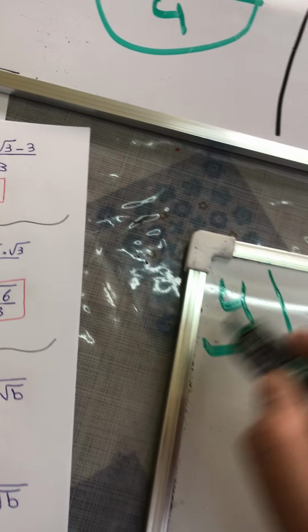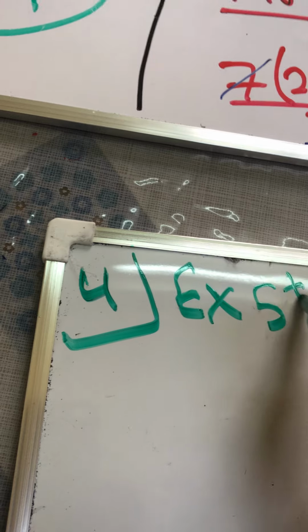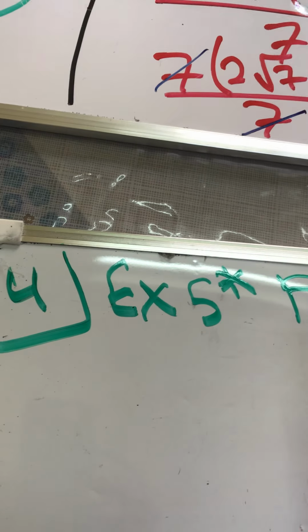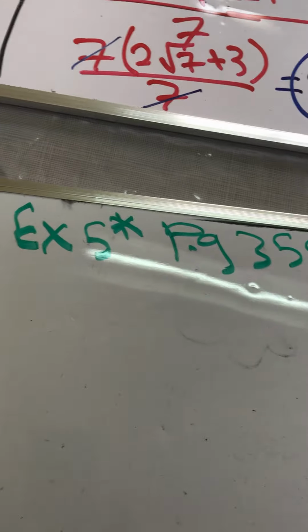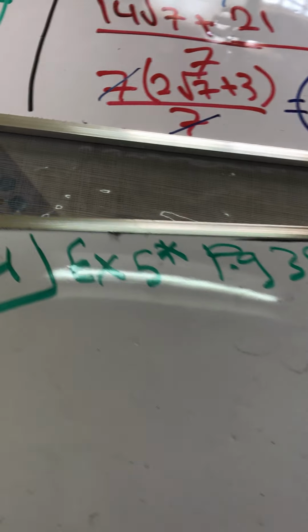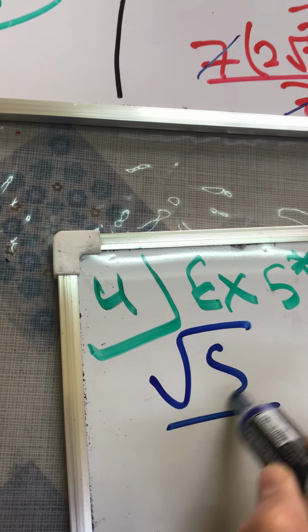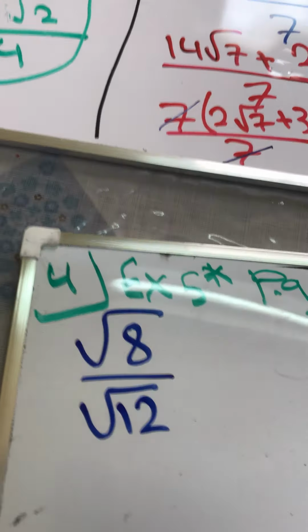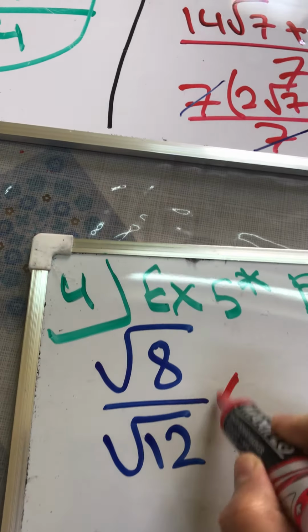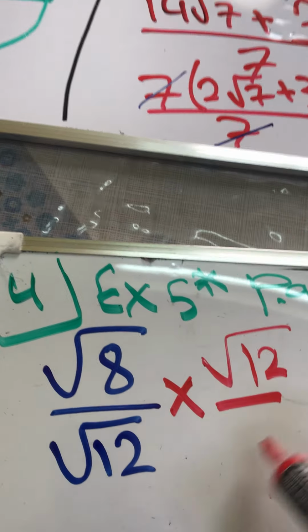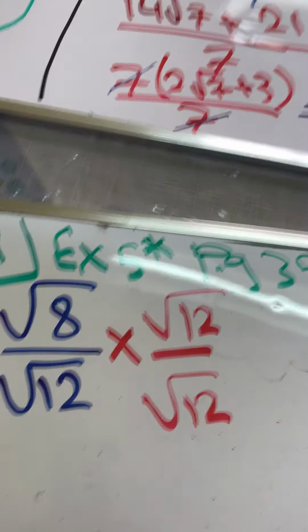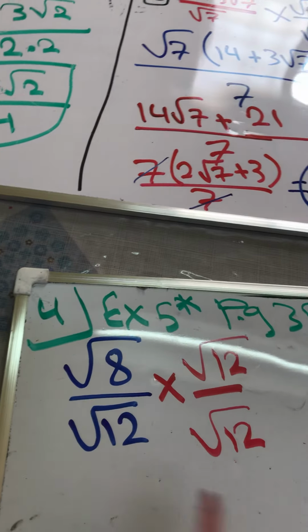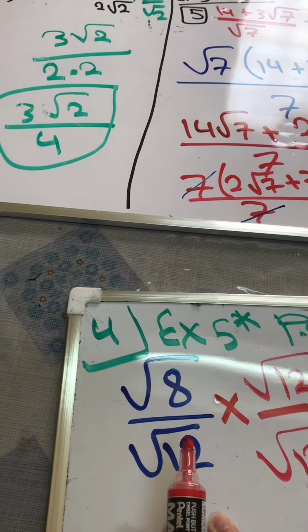Okay, the last problem in exercise 5 star. Let's take number 4 from exercise 5 star, page 358. Okay, what is the problem? It's very easy. Here, √8 over √12. Okay, what can I do? I think it's easier than the last problems. Multiply by √12 up and √12 down. Multiply by √12, yes. What's the problem? This is the denominator I have.